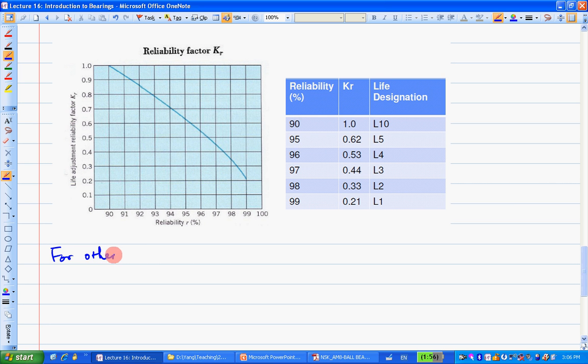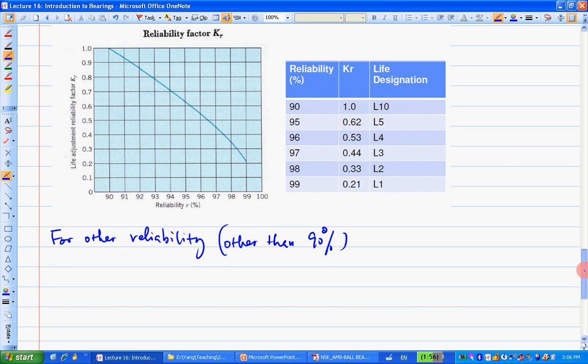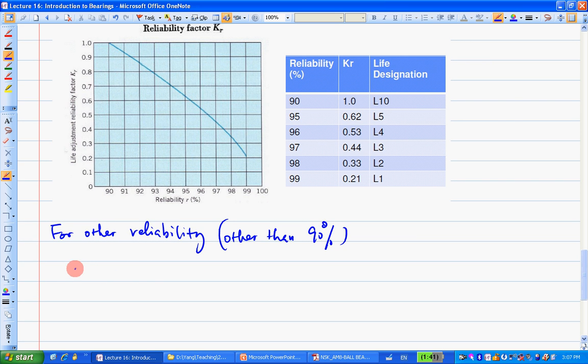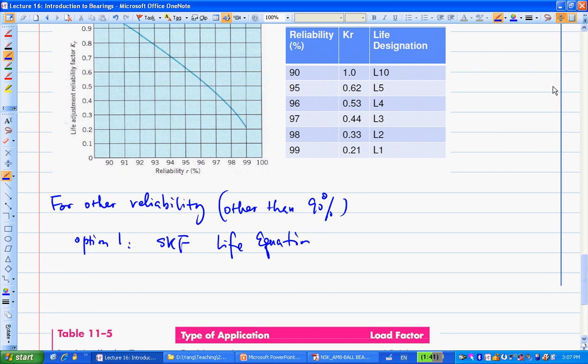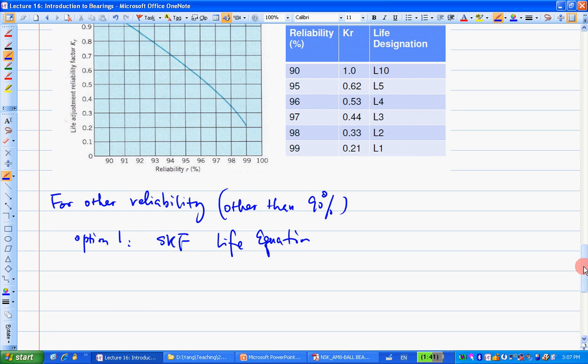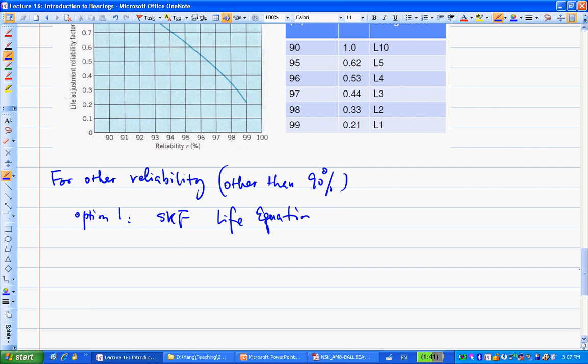For other reliability, basically other than 90%, here's how you modify the equation. So this equation is modified. Option number one is this SKF life equation. This is not in the textbook, so I recommend this one here. It's relatively simpler.